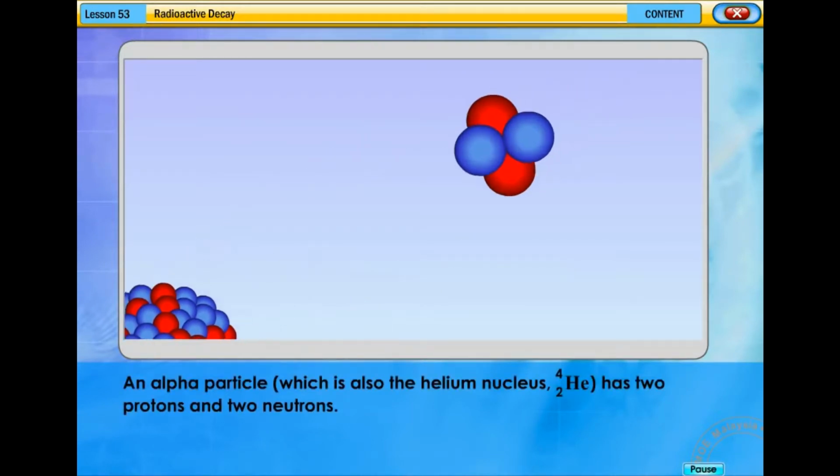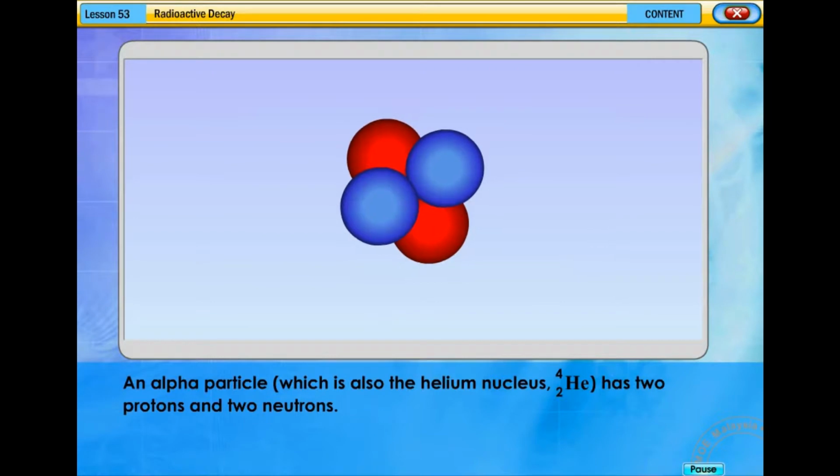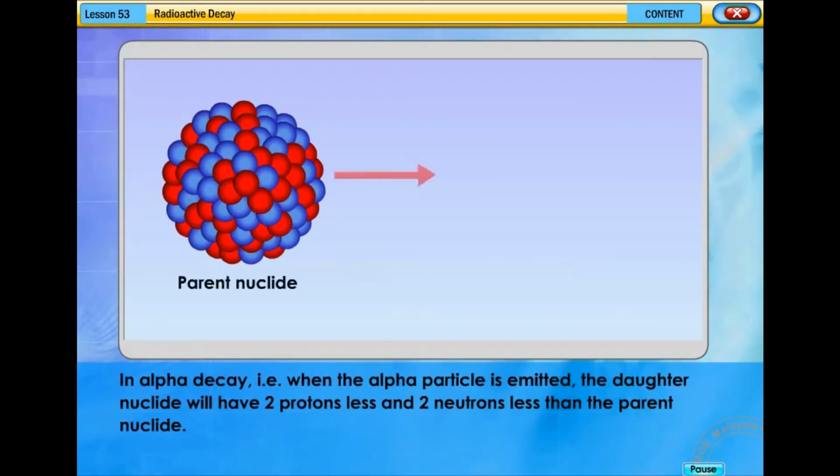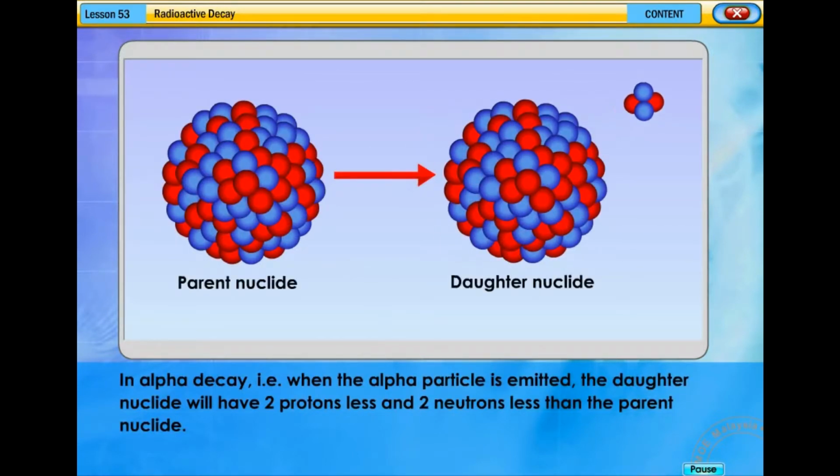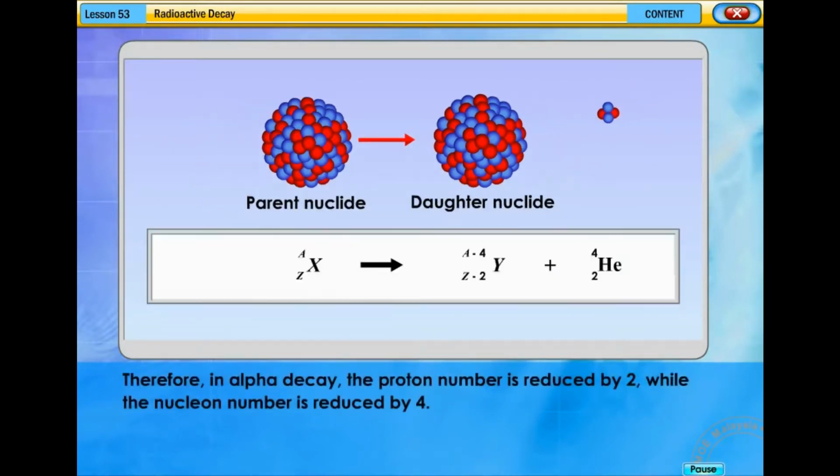An alpha particle, which is also the helium nucleus, has 2 protons and 2 neutrons. In alpha decay, that is, when the alpha particle is emitted, the daughter nuclide will have 2 protons less and 2 neutrons less than the parent nuclide. Therefore, in alpha decay, the proton number is reduced by 2, while the nucleon number is reduced by 4.